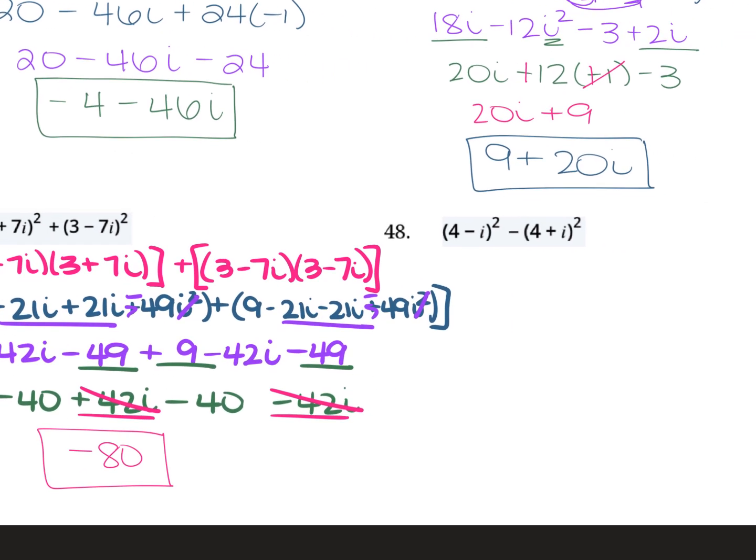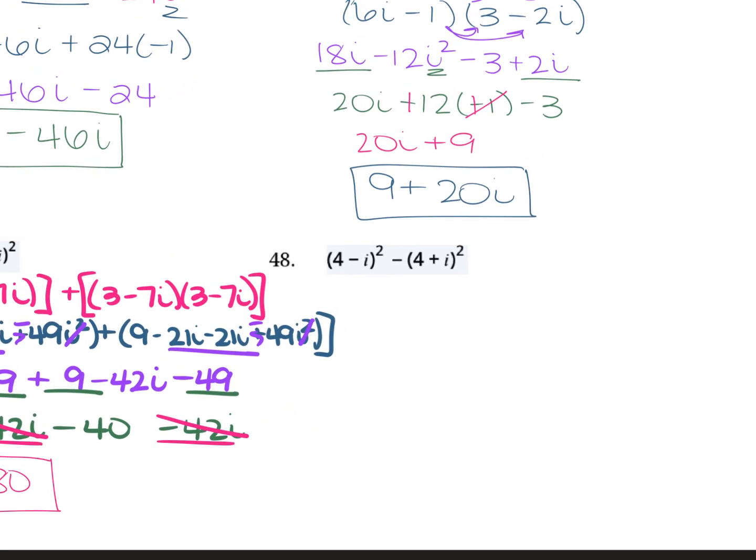For 48, you have 4 minus i squared minus 4 plus i squared. So if we separate the 4 minus i squared to be 4 minus i times 4 minus i, I'll actually do it so that way you see it being done. 4 minus i times 4 minus i minus 4 plus i times 4 plus i.